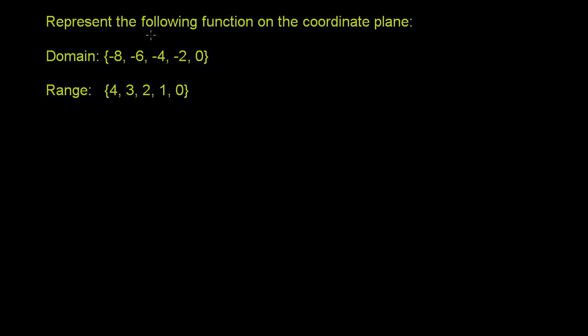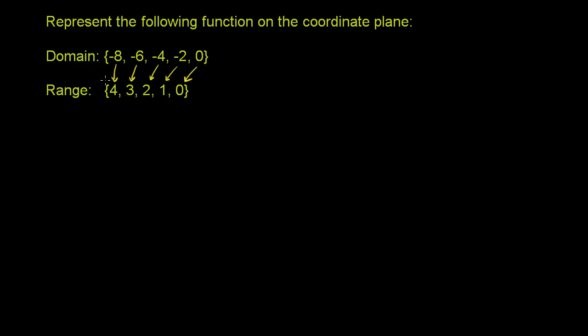We're asked to represent the following function on the coordinate plane. And they give us a domain, and then they give us a range, a set of values that our function can take on. And the way the question has been phrased, I'm assuming they're making us assume that the -8 maps to the 4, the -6 maps to the 3, the -4 maps to the 2, the -2 maps to 1, and the 0 maps to 0.